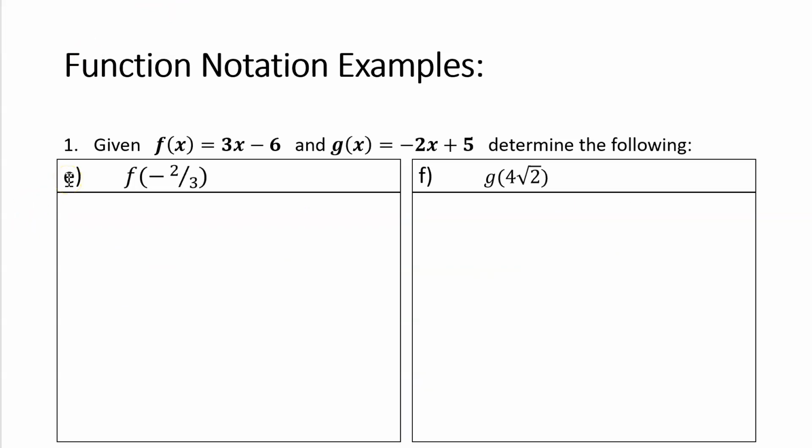Okay, a bit more complicated now, but the same process. We still have those same functions, but now we're saying what happens when the input is -2/3? What happens when the input for g is 4√2? Same process, so we have our f of x, and every time we see the x, we're going to write down the input of -2/3. So we want to figure out what the function is when the input is -2/3.